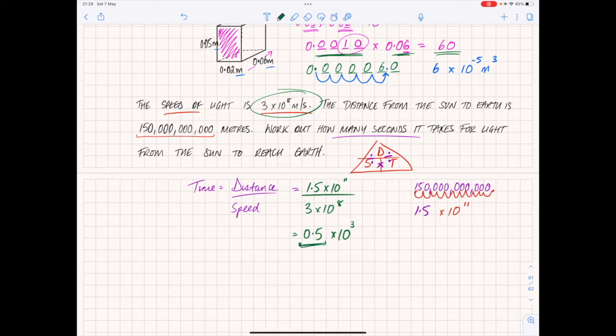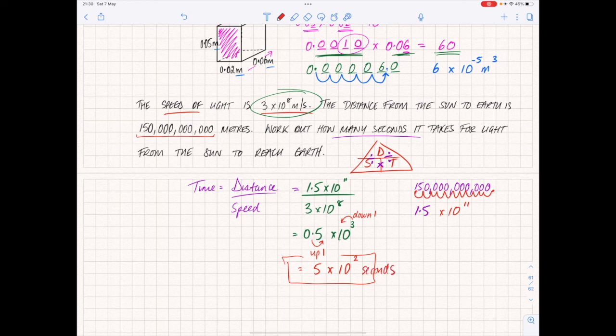This value here is not between 1 and 10. So as my final step, I need to make that number between 1 and 10. So I go up 1 here. So now that decimal has moved up 1, so it becomes 5. And therefore, what I do here is I go down 1. So that now turns to a 2. So again, that's a little shortcut for you to remember. If you move your decimal up 1, you go down 1 with the indices. And as I said previously, if you go down 1, you go up 1 with the indices. So that is 5 times 10 to the power of 2 seconds.